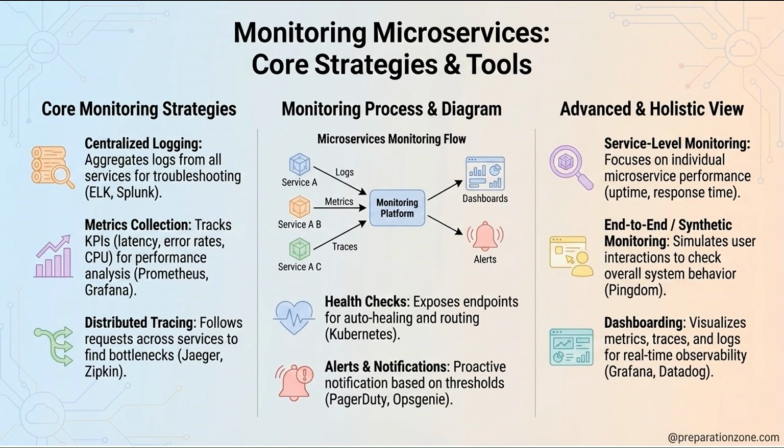Then health checks. Health checks act like a doctor's visit for services. Kubernetes or a load balancer uses the liveness and readiness endpoints to route traffic only to healthy instances and auto-heal the sick ones. Fifth, alerts and notifications. We set alerts on things like latency spikes or error rates so the team gets notified before a small issue becomes a major outage.